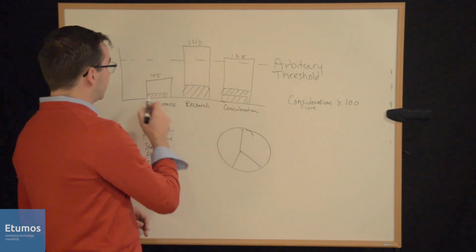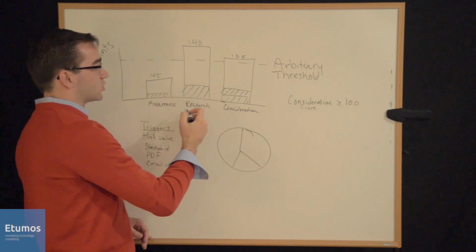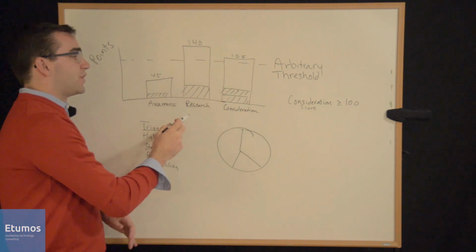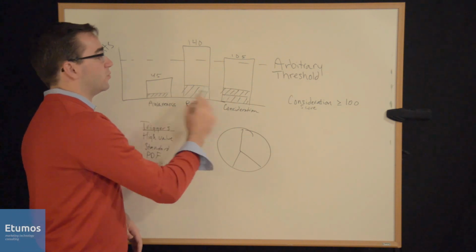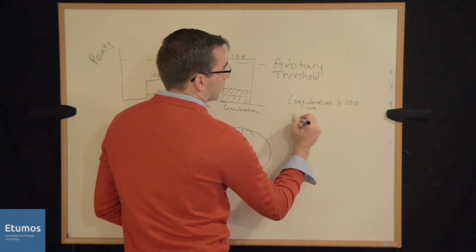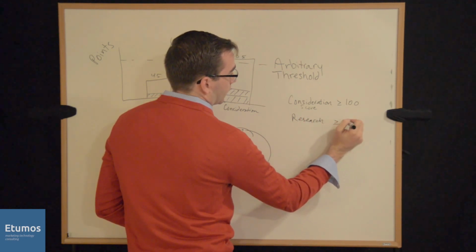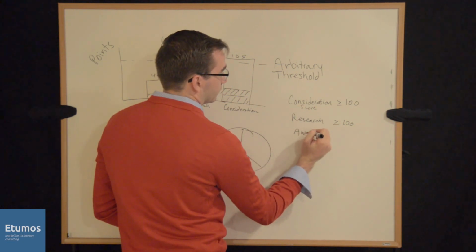So in this case, this individual who has 45 in awareness, 140 in research, and then a consideration of 105, even though research is a greater point value than consideration, we actually group them into consideration. So then we have research here, which is what I'm talking about, and then awareness as the final consideration.